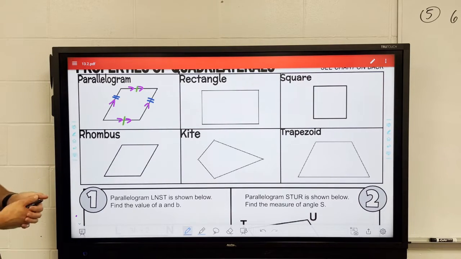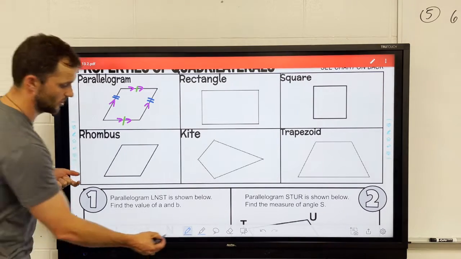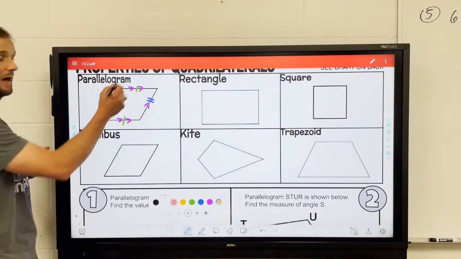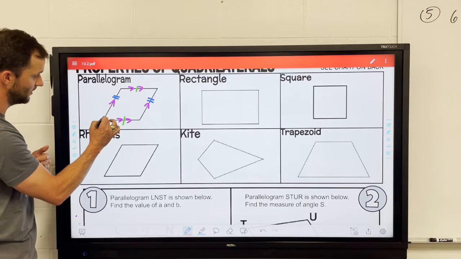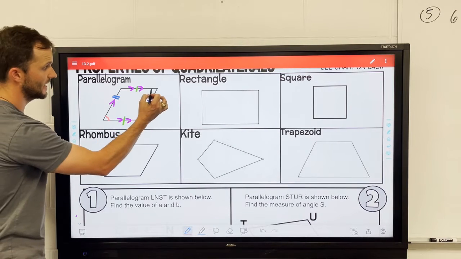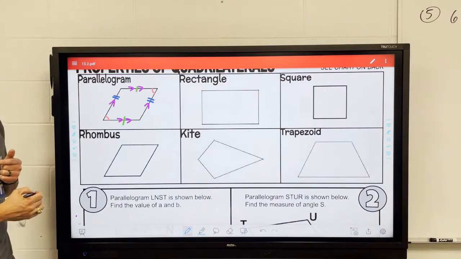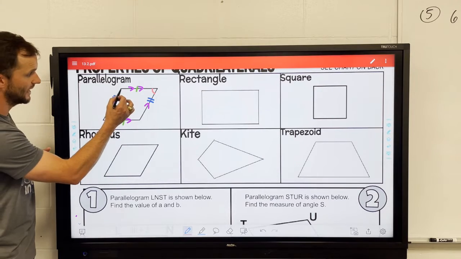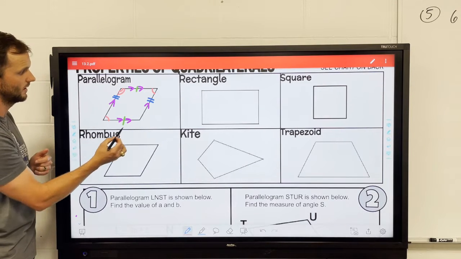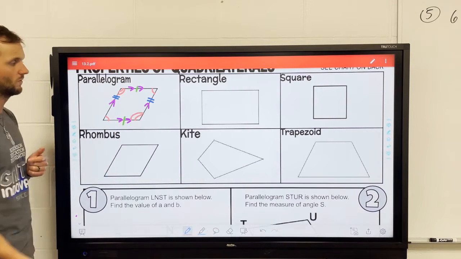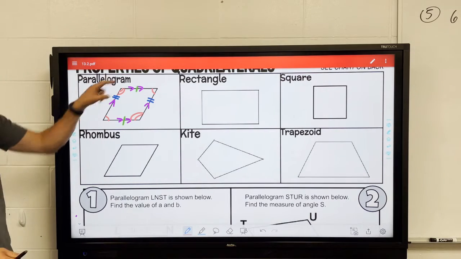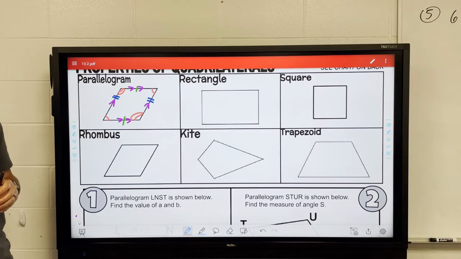The next thing we're going to look at is that opposite angles are congruent. If I look at the opposite angles, this angle right here is also going to be congruent to that one. This angle over here, I'm going to put 2 marks on it, would be congruent to this angle over here. So again, opposite angles are congruent in a parallelogram, okay?